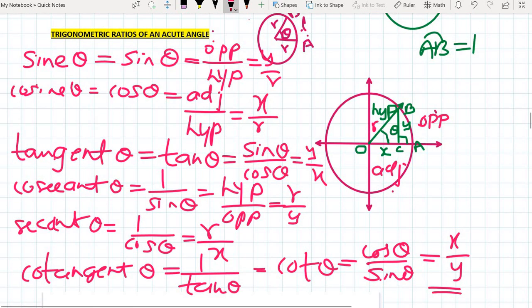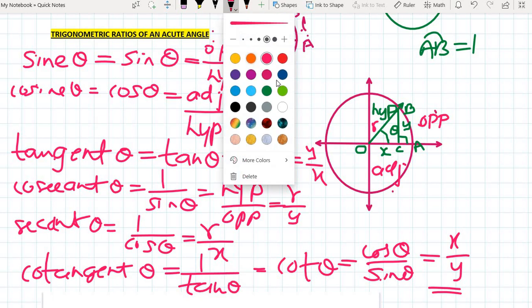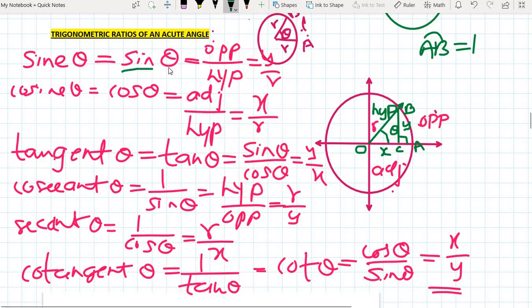So we'll repeat the first one, sine theta. We have the practice of writing sin of theta, that is sine theta. Consider this one. Sine theta, according to the definition, is opposite by hypotenuse. So the formula is y by r. Consider cos theta, adjacent side by hypotenuse. So that is x by r.